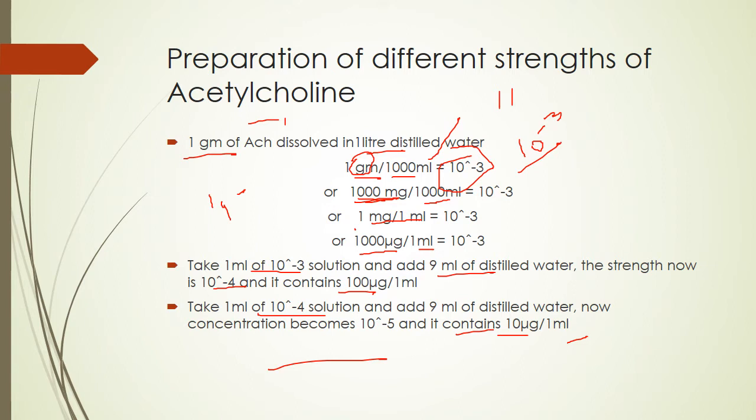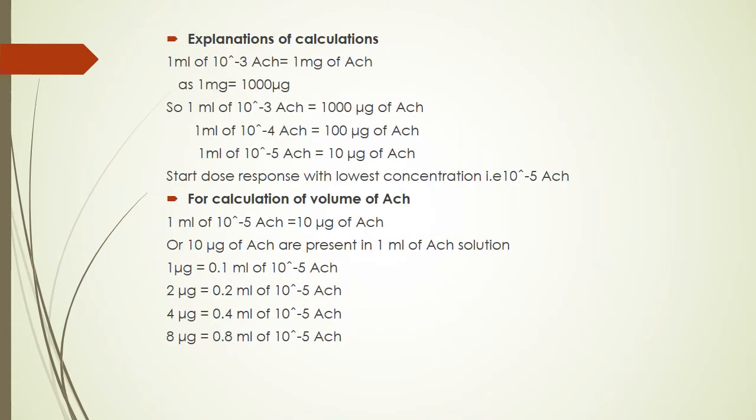In 10 raised to the power minus 3, we have 1000 microgram, then you remove one 0 from that and it remains 100 microgram, which is present in 1 ml of 10 raised to the power minus 4, and 10 microgram in 10 raised to the power minus 5 solution per ml. These are the various concentrations of acetylcholine. Explanation of calculations: as we know, 1 ml of 10 raised to the power minus 3 is 1000 micrograms, 10 raised to the power minus 4 is simply 100 microgram, and minus 5 is simply 10 microgram of acetylcholine. That is basically the calculations that we made.